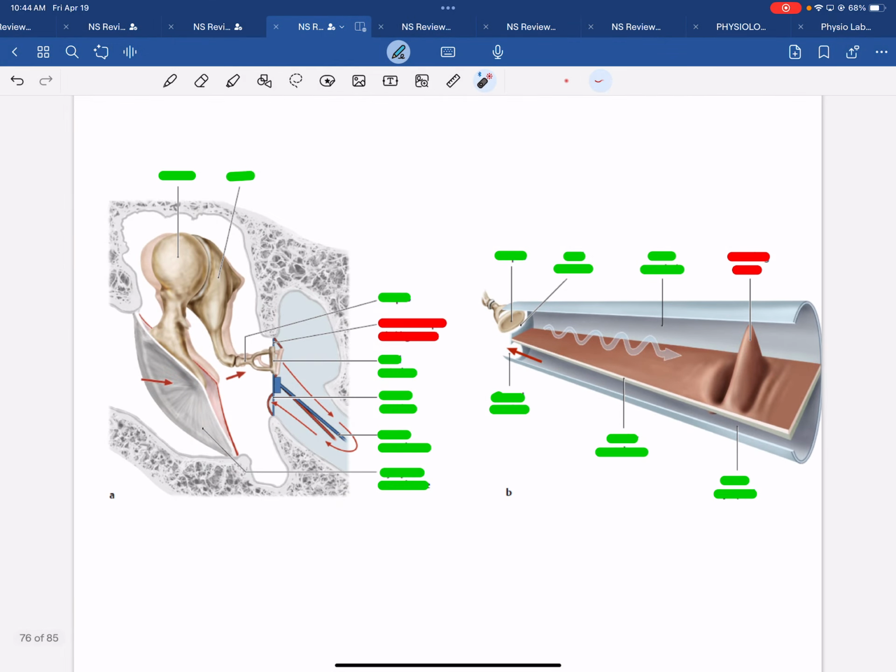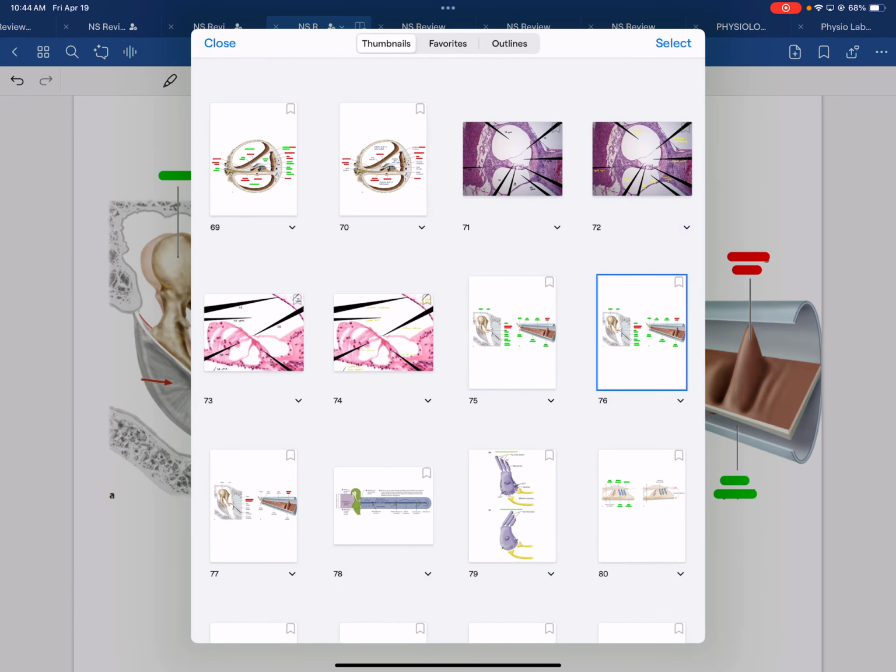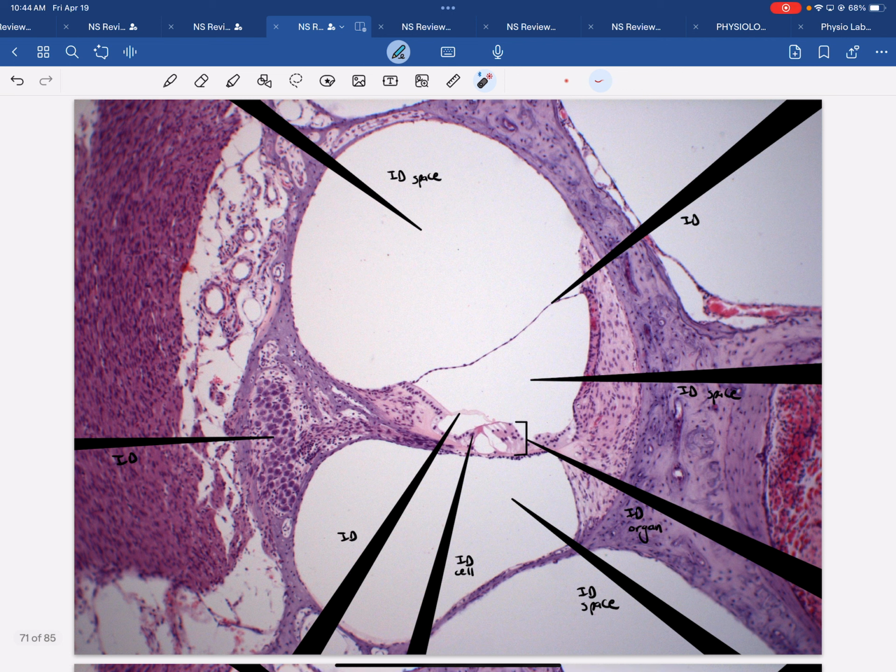What's the top right? Top right. It just says ID, but it's referring to the vestibular membrane? Okay, good.